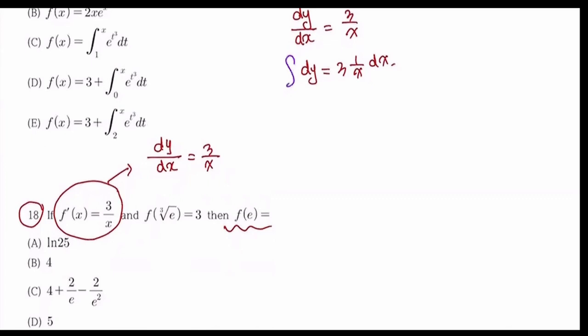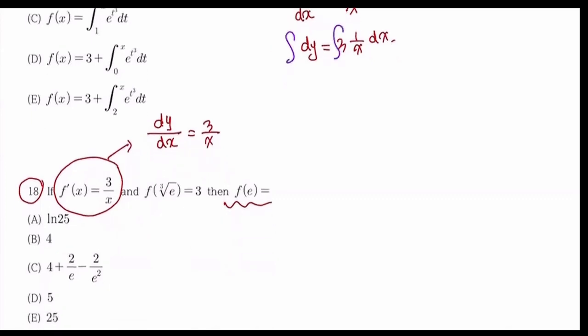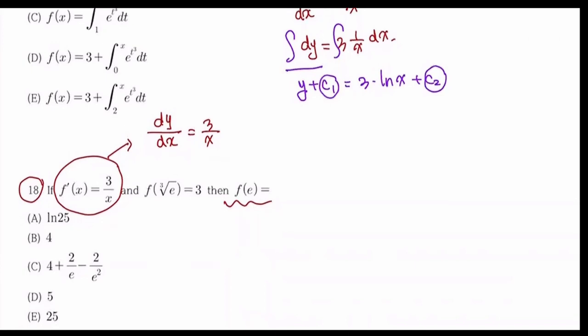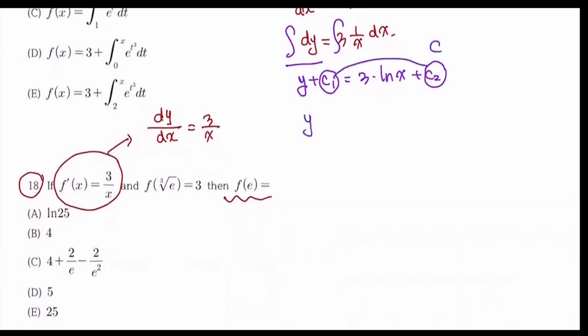Apply the integral on both sides like this. This part is y plus c1. This part is 3 times ln x plus c2. If you subtract these two constants, then it is just c. So y equals 3 times ln x plus c. To find this constant, let's utilize this initial point.